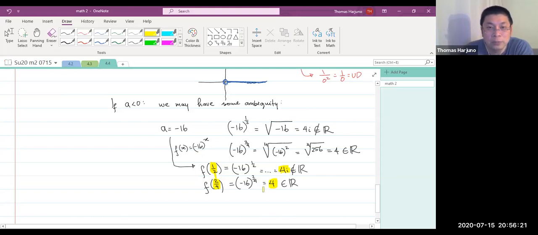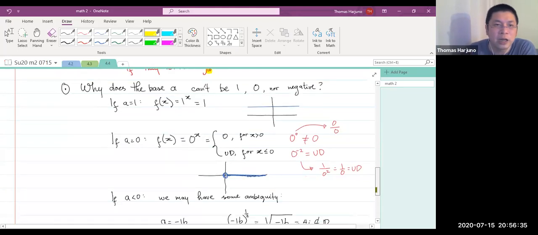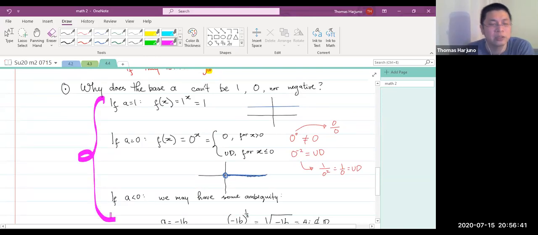Now, because of this possible ambiguity, we decided not to talk about negative bases to start with. That's the reason we don't want to include the negative base. I hope with this said, I have explained why we don't want the base to be 1, why we don't want the base to be 0, and why we don't want the base to be negative.